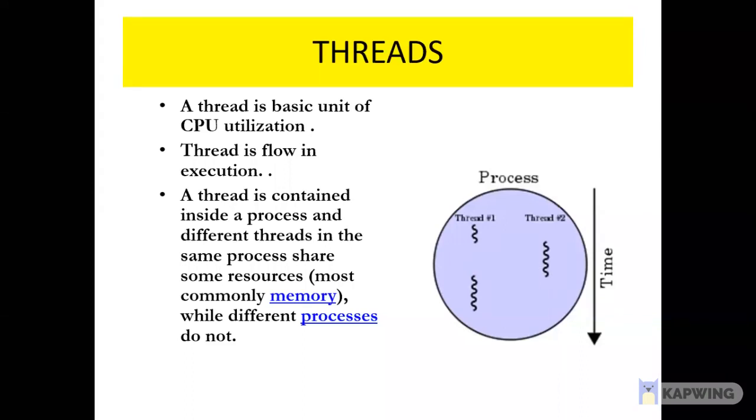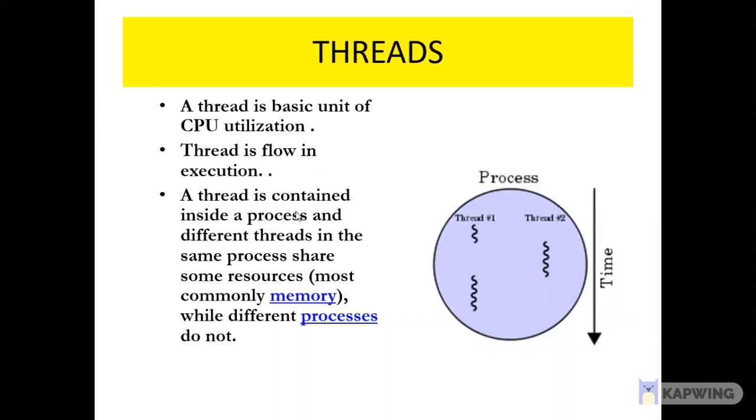That is the basic unit of CPU utilization. We can see here in the diagram, this is your process, and in that process there are multiple threads: thread 1, thread 2, and thread 3. So these are the three threads in a process. A thread is a flow of execution. A process is a program in execution. Process is nothing but the program in execution. A thread is a flow of execution.